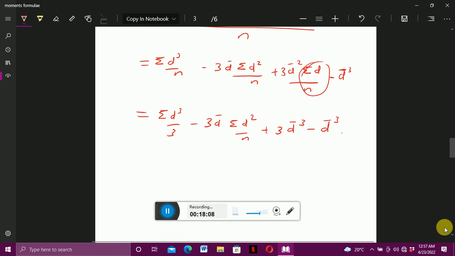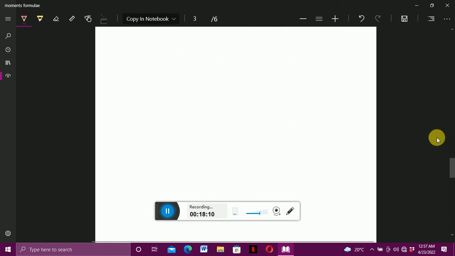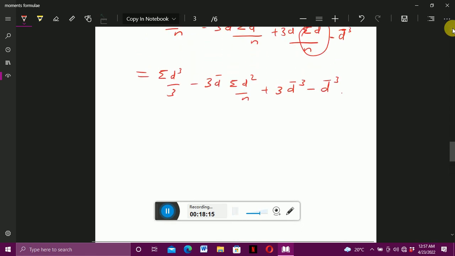So we can actually now put the third and fourth term together. So we're going to get sum d cubed over n minus 3 d bar sum of d squared over n plus, putting these two together, we get 2 d bar squared.